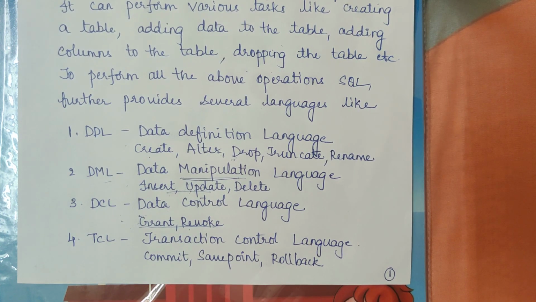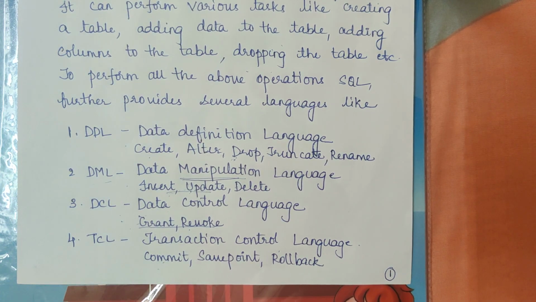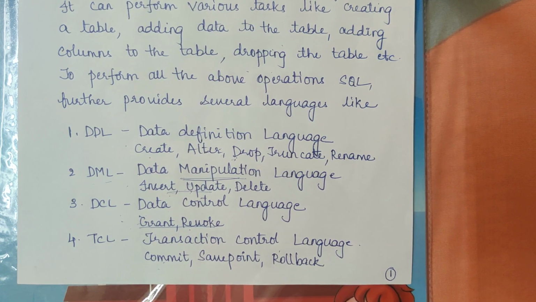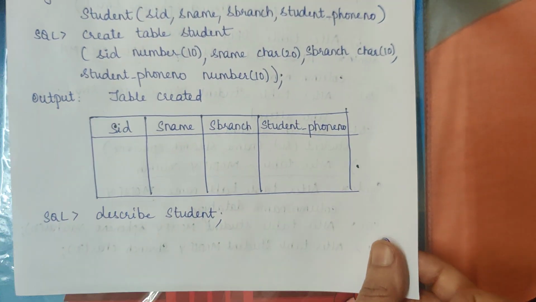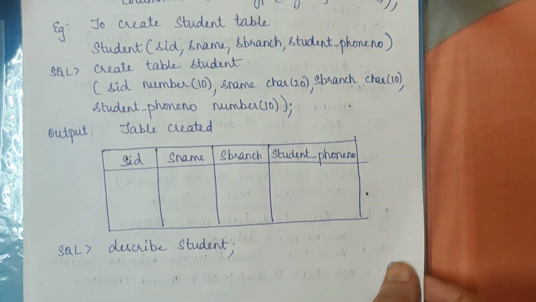Next we have TCL, transaction control language, which mainly deals with the transactions that are performed on the database. The various operations under transaction control language are commit, save point and rollback. Now let us see about data definition language and the operations that are performed under data definition language in detail with a syntax and an example.